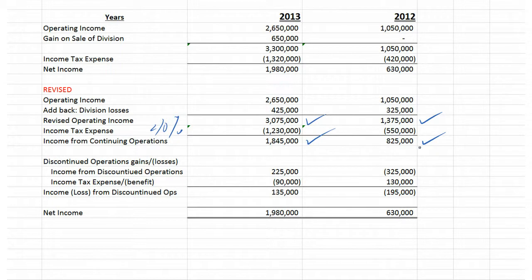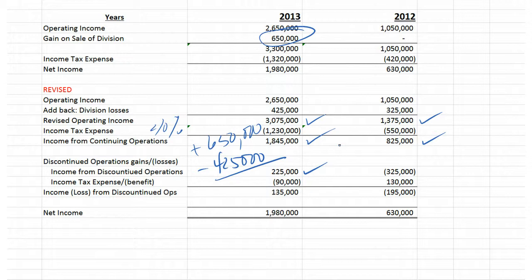So there's two things I've done here to do this. First of all, I've recorded the loss of $325 in 2012, and I've also recorded the loss of $425 in 2013. But I also had a gain. Remember that original gain of $650? That has to be considered here. So 650 minus 425, that's how I get to the 225 positive income.